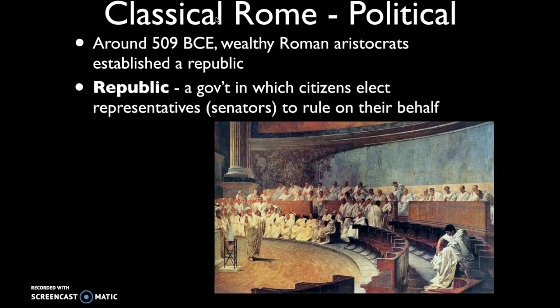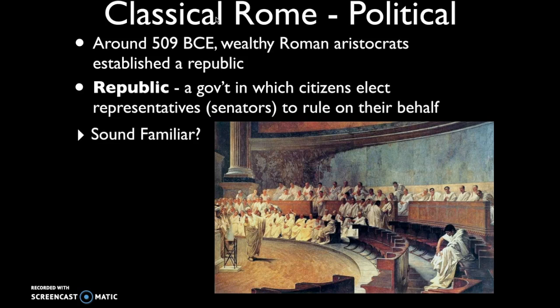What is a republic? A republic is a form of government in which citizens elect representatives. In the case of the Roman Republic, they referred to them as senators, to rule on their behalf. So it's distinct from a democracy. In a direct democracy, people are voting directly on the issues. In the case of a republic, people vote for elected representatives to make decisions on their behalf.